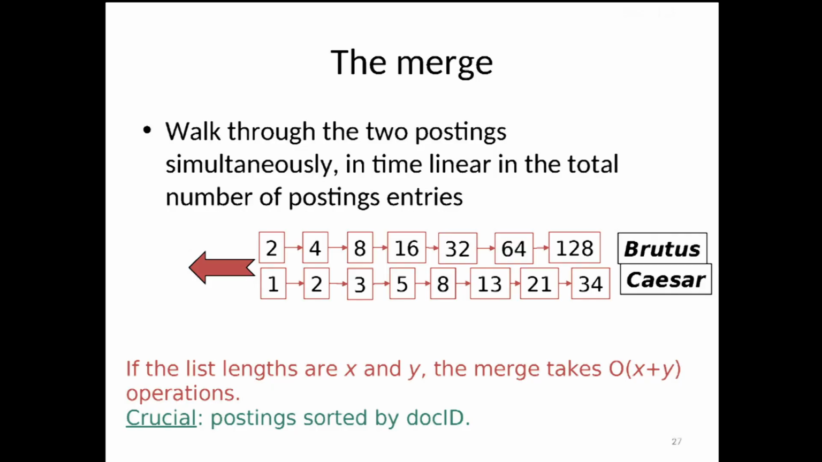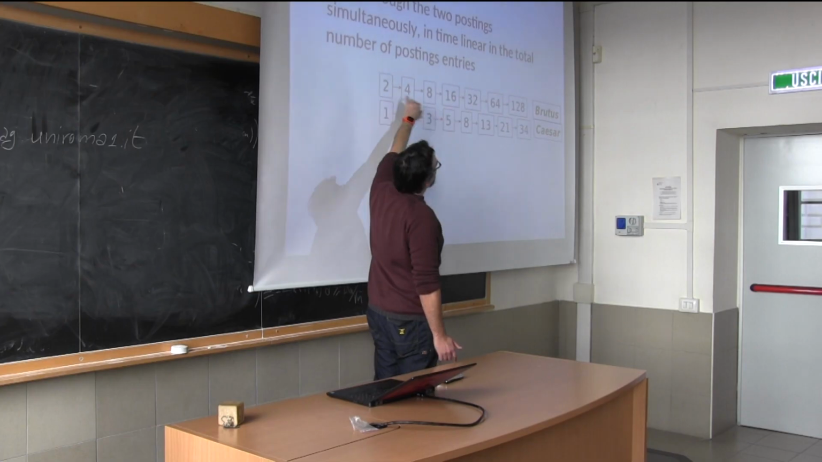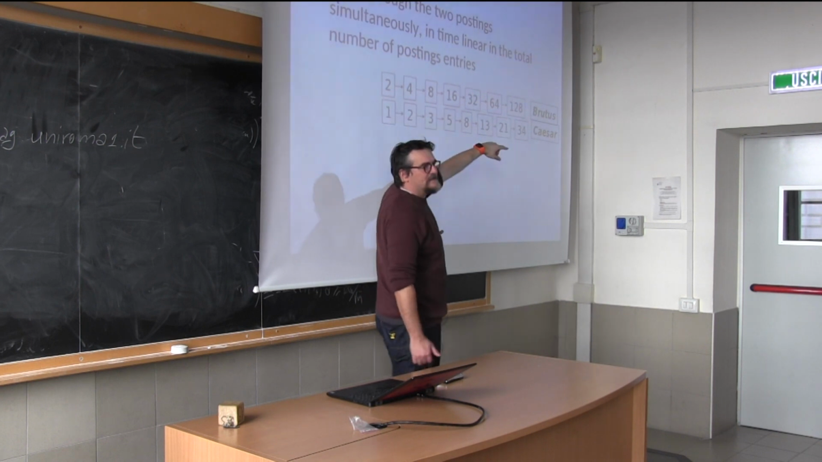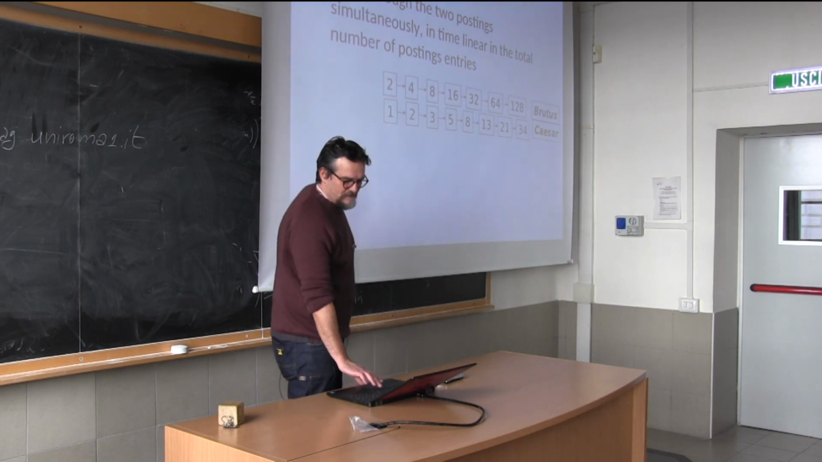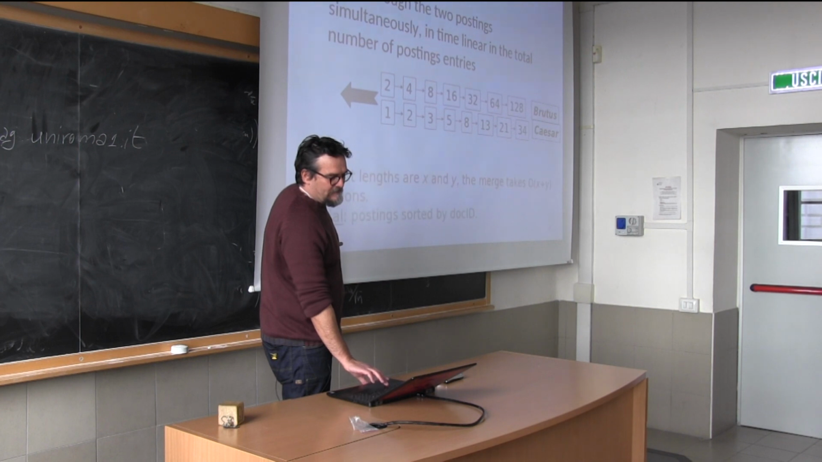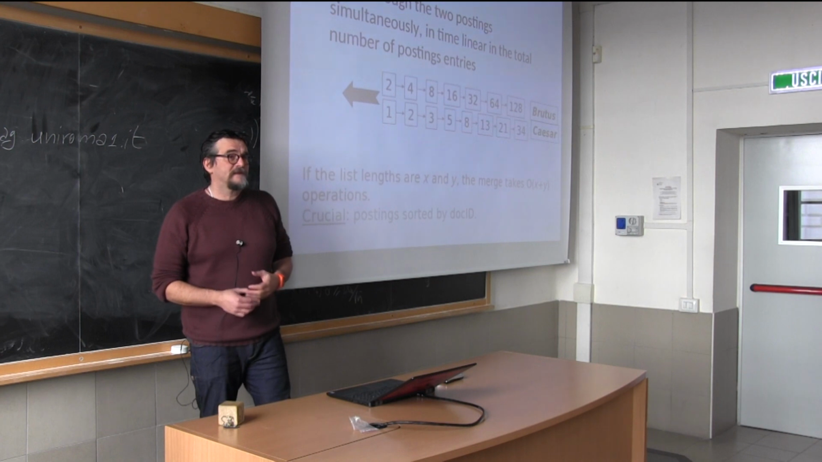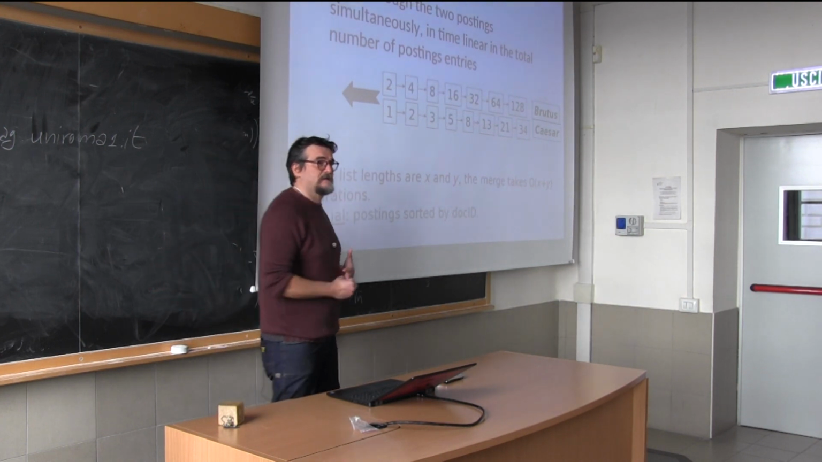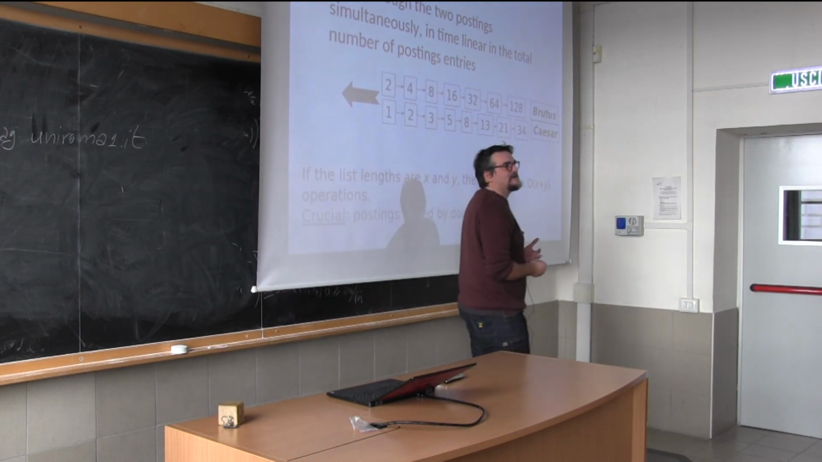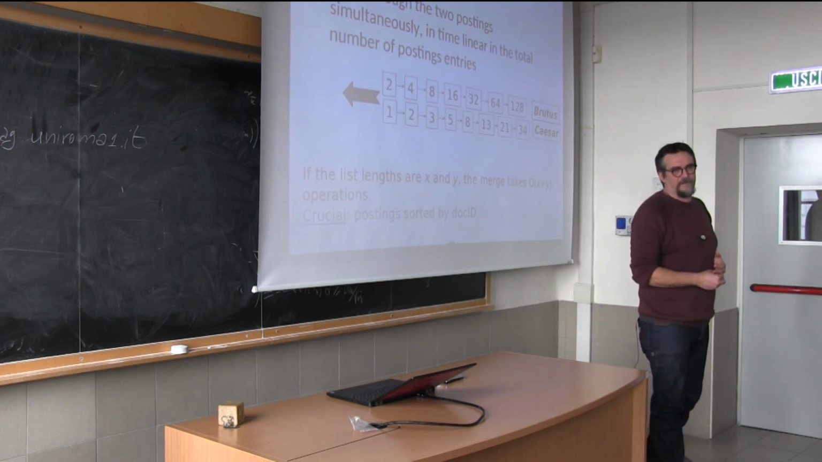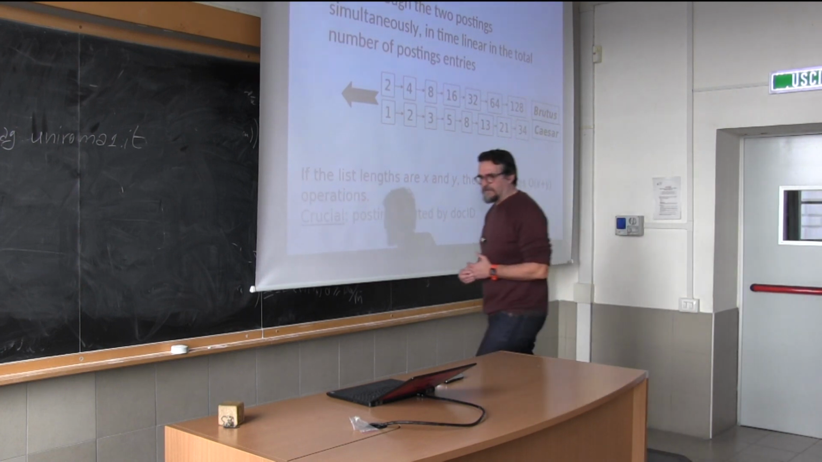I actually do what you said, right? I just walk through the 2 posting lists, and whenever I find 2 postings that are both in the posting list of Brutus and of Caesar, I take it as part of my answer. And here the crucial point again is that postings are sorted by the document ID. So you see now why sorting is important. Otherwise, you cannot claim that it's linear, right? Okay, good.